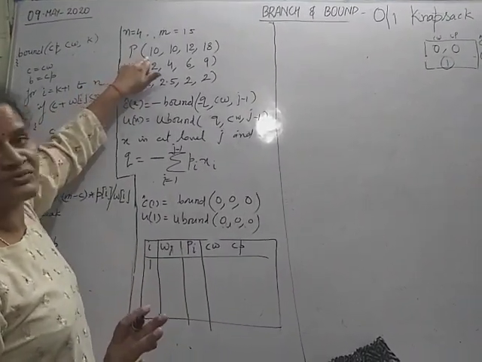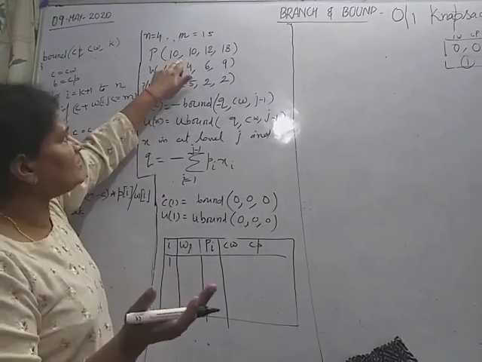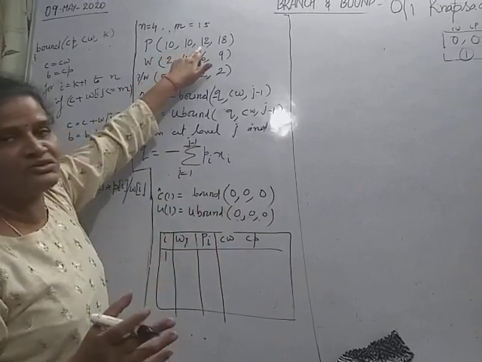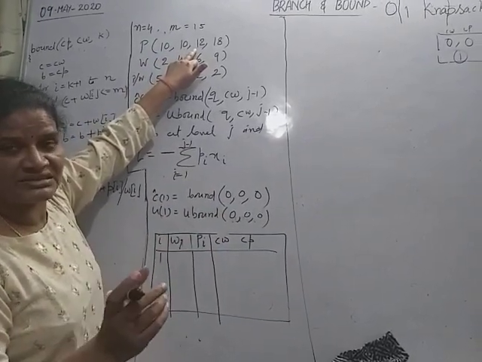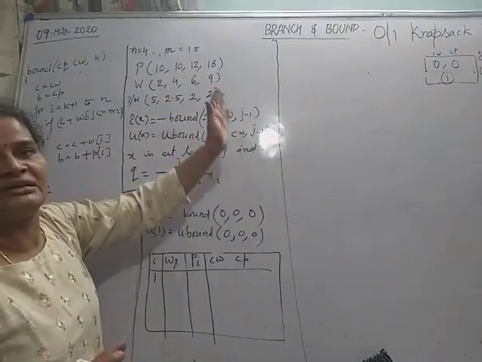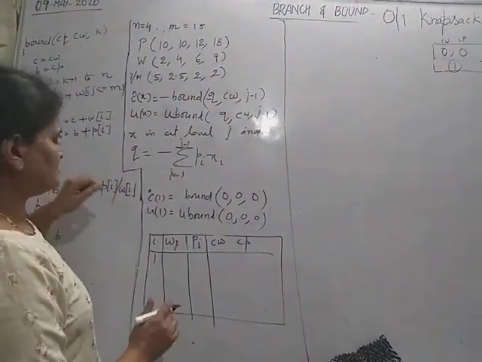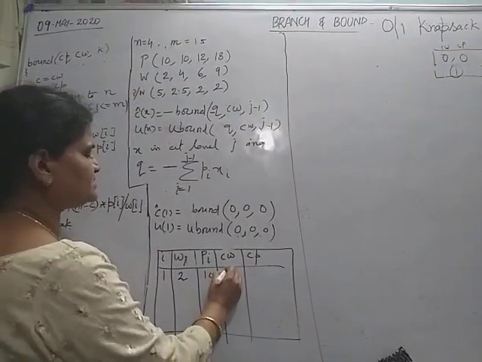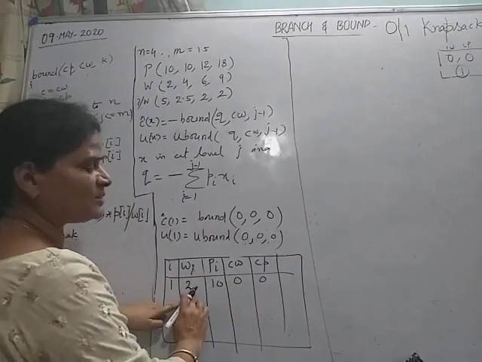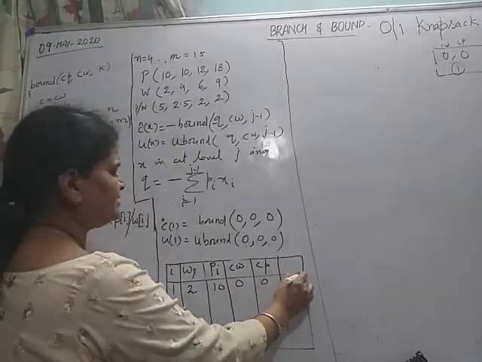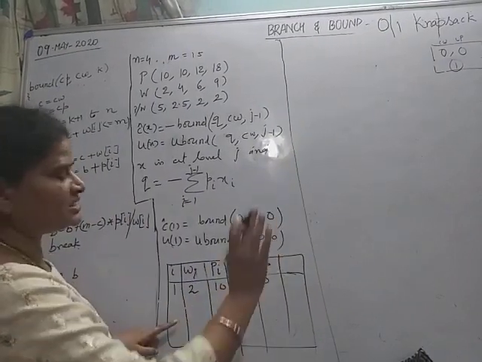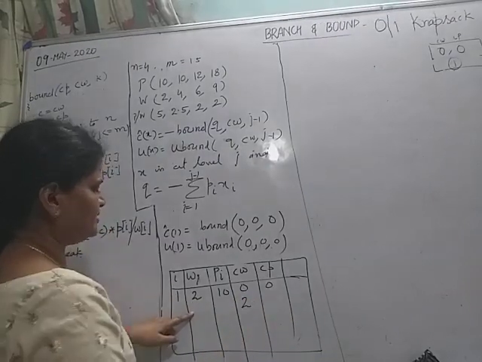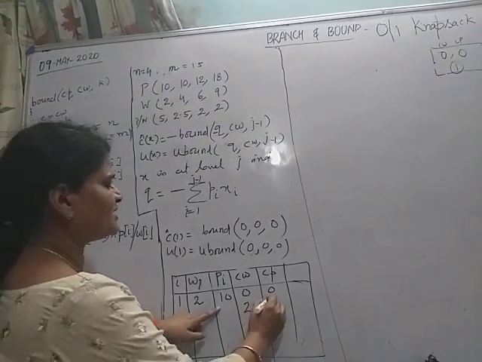So we scan the objects from left to right, and if the objects fit into the knapsack, then we place them into the knapsack, and as soon as we get the first object that does not fit, it will return the profit. So W1 is 2, P1 is 10, CW is 0 and CP is 0. Now 0 plus W is less than or equal to 14. So CW will be 2 plus 0 is 2, and the profit is 10.